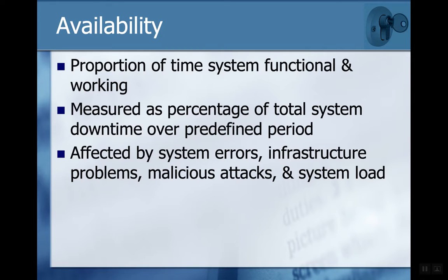Availability is defined as the proportion of system time where the application is functional and working, and it can be measured. Actually, one of the key things you can do with availability is establish measurements of it, measured as a percentage of total system time over a predefined period. How much is up? It can be affected by a whole bunch of things: system errors, infrastructure problems, malicious attacks, system loads. Any number of things can potentially impact an availability attribute.